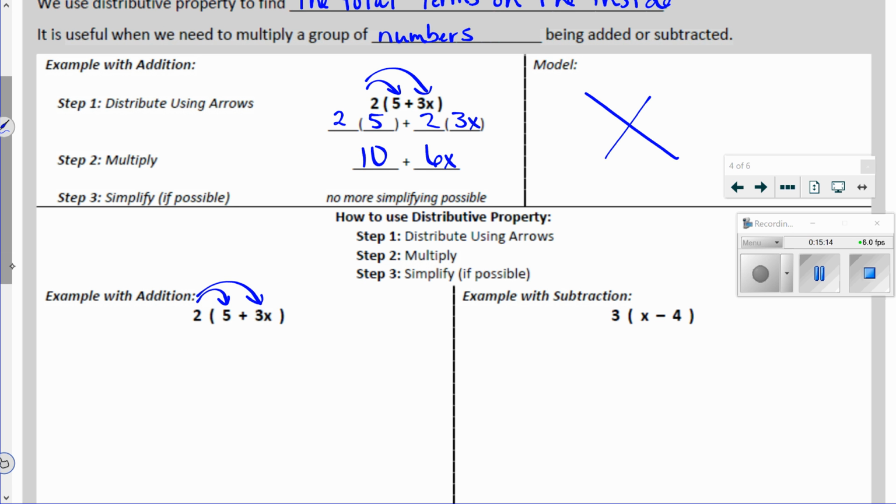So 2 times 5 equals 10. Whatever is on the inside just comes straight down. In this case, it's addition. 2 times 3x gives me 6x. Can I simplify any further? Nope, so I'm done. There's my answer.